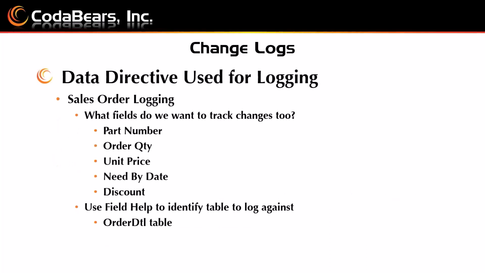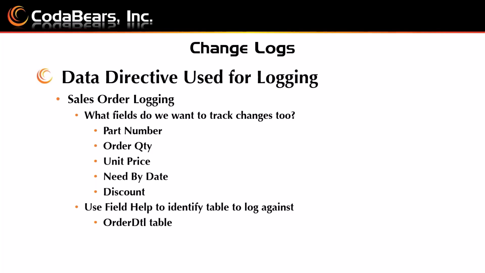So on the data directives for logging, for example, sales order logging, which is going to be one of my examples, what fields do you want to track? You look at those fields on your screen. And if you're not sure what field and what table it's on, you can of course use the field help to see, hey, do I need to track the sales order header, the sales order detail, or the sales order release, etc.